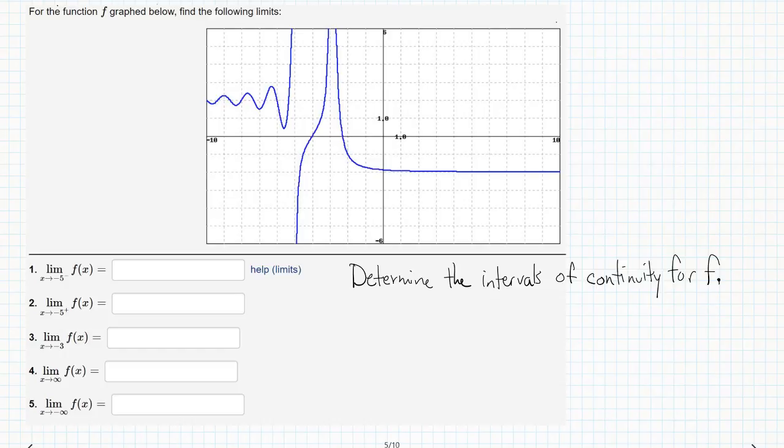So now, taking that to the graph side of things, for the function f graphed below, find the following limits. And so we have the limit as x approaches negative 5 from the left. And so what the heck does that look like?